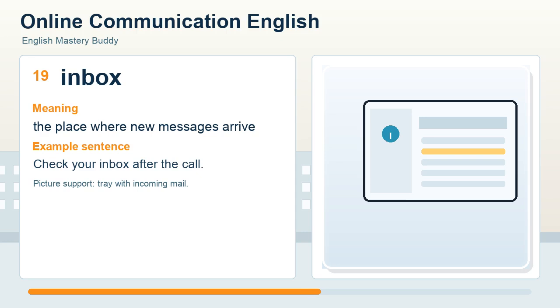Number 19, inbox. Inbox means the place where new messages arrive. Example, check your inbox after the call. Look at the picture. You can see a tray with incoming mail. Say it after me. Inbox. Again, inbox. Now repeat the sentence. Check your inbox after the call.